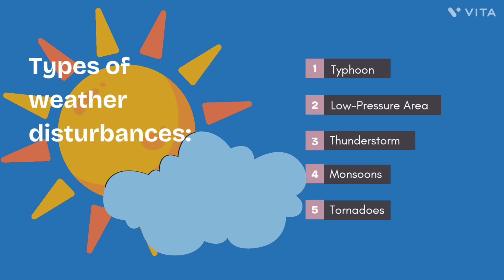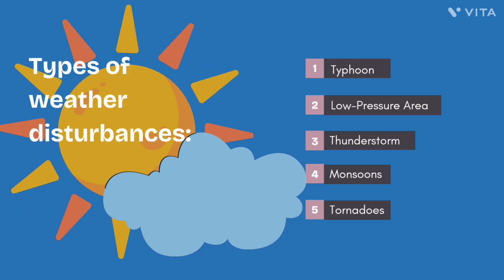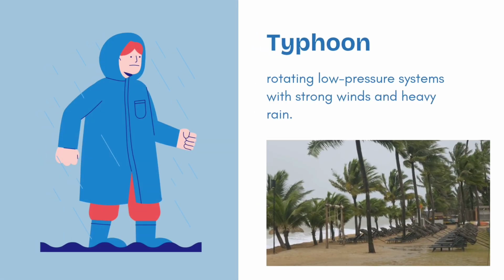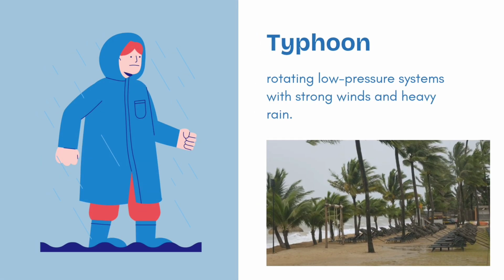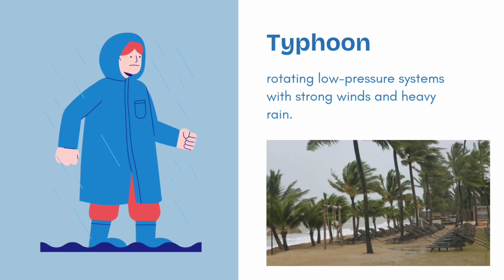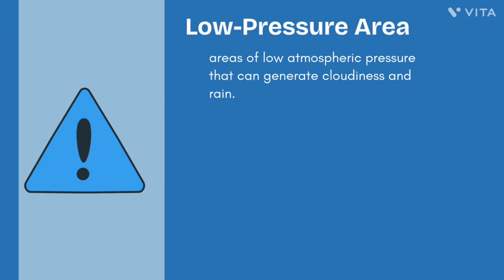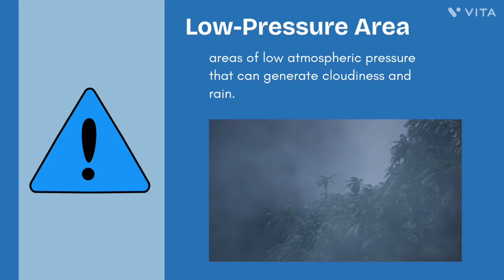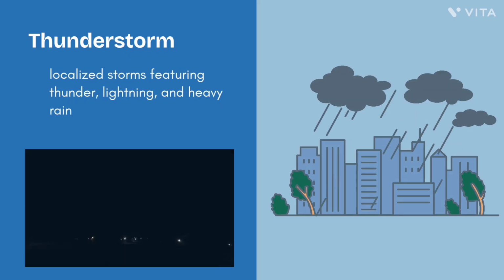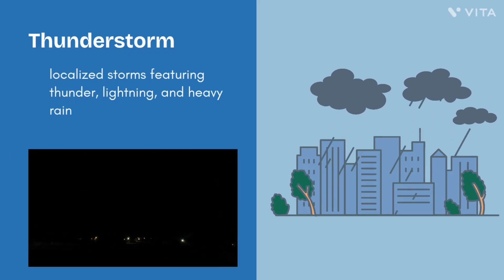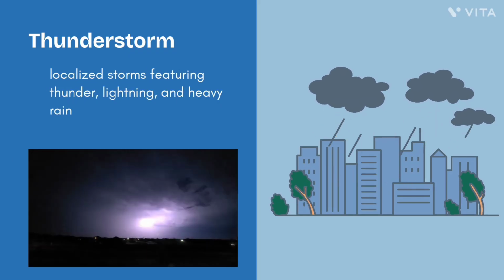There are types of weather disturbances. First is the typhoon. It is a rotating low-pressure system with strong winds and heavy rain. Second is the low-pressure area. It is an area of low atmospheric pressure that can generate cloudiness and rain. Third is the thunderstorm. It is a localized storm featuring thunder, lightning, and heavy rain.